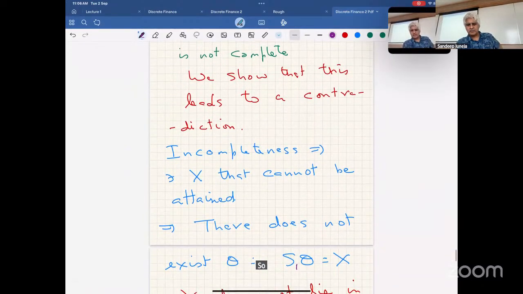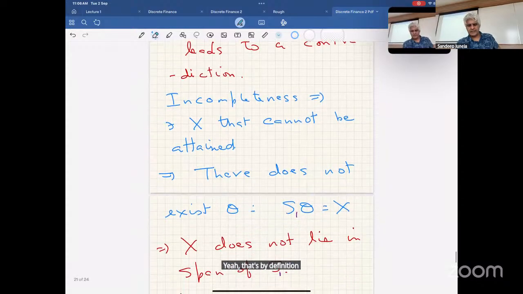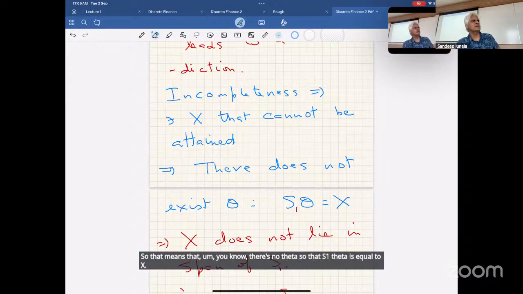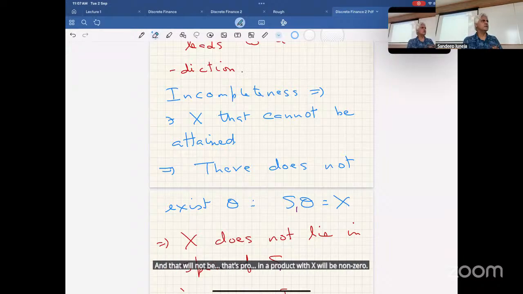So incompleteness implies that there's an X that cannot be attained, by definition. So that means there's no theta such that S transpose theta is equal to X. So if I look at the space spanned by the columns of S, that does not contain X. X is outside that. So now I can come up with an H which is perpendicular to S, and its inner product with X will be non-zero, because X is lying outside the space.